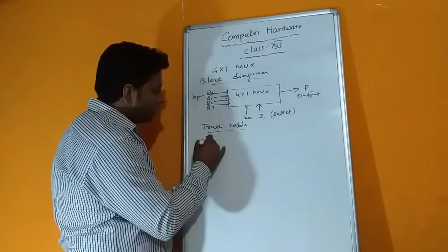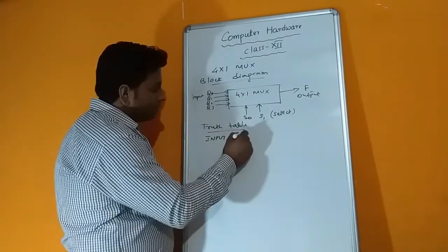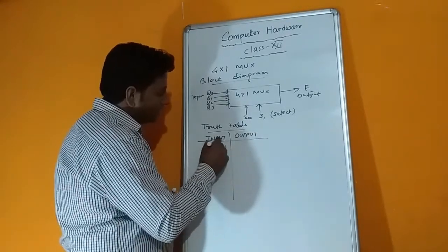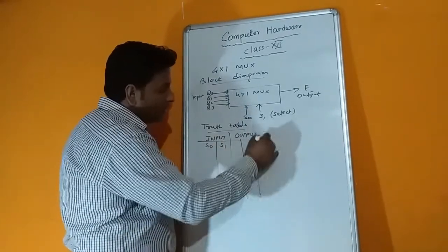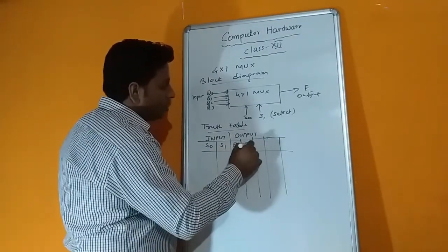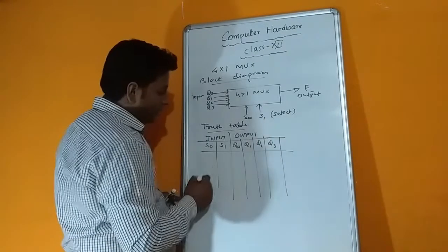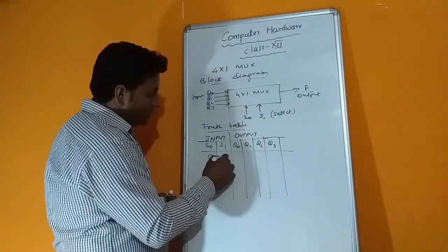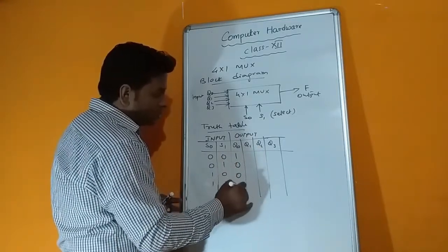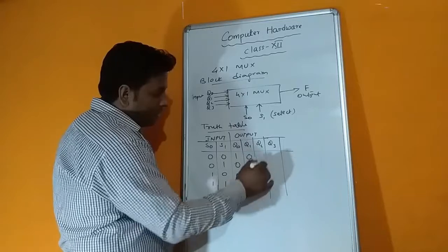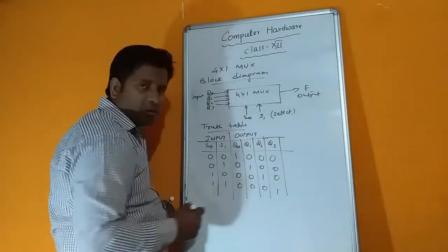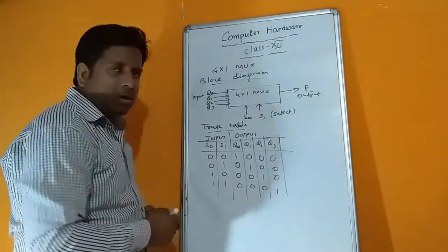That means you have to take input, output. Here S0 and S1, the select part you will be taking, and here you will be taking the 4 part, that is Q0, Q1, Q2 and Q3. 0, 0, 1, 1, 0, 1, 0, 1, and here the diagonal part should be 1. Okay, the diagonal should be 1. So this is same as decoder part.